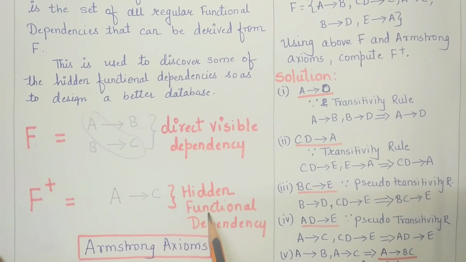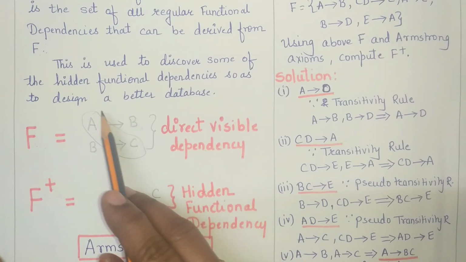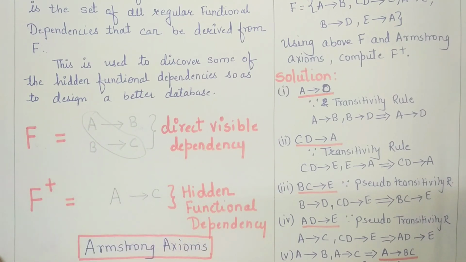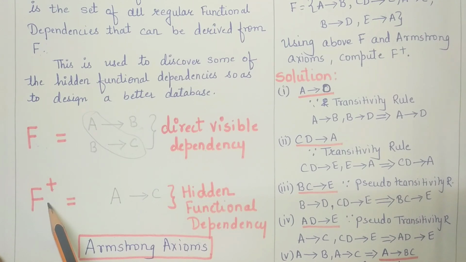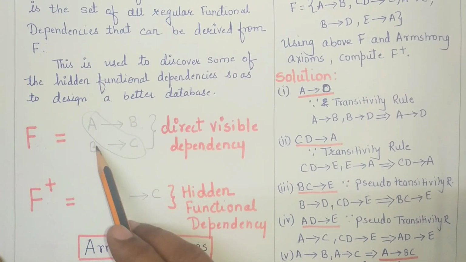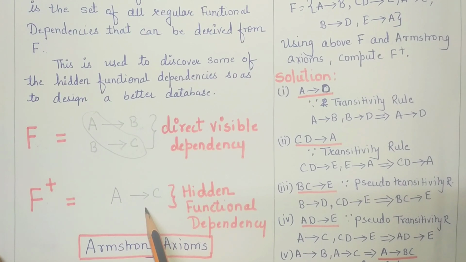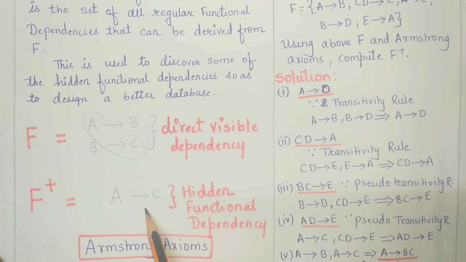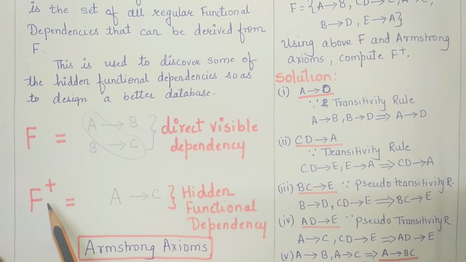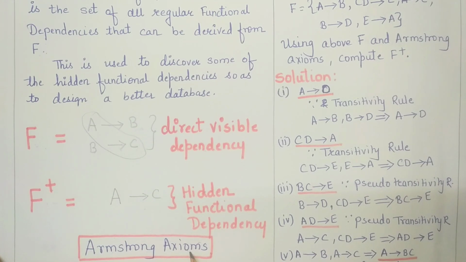This is the hidden functional dependency which we have found from the functional dependencies, and that is the closure set of functional dependencies. Along with these functional dependencies, we add the extra functional dependencies which we have derived from them. So this is the concept of closure of a set of functional dependencies. With the help of Armstrong axioms, we find these hidden functional dependencies.